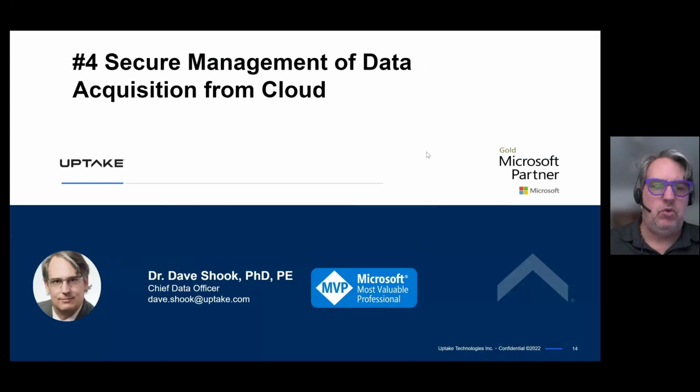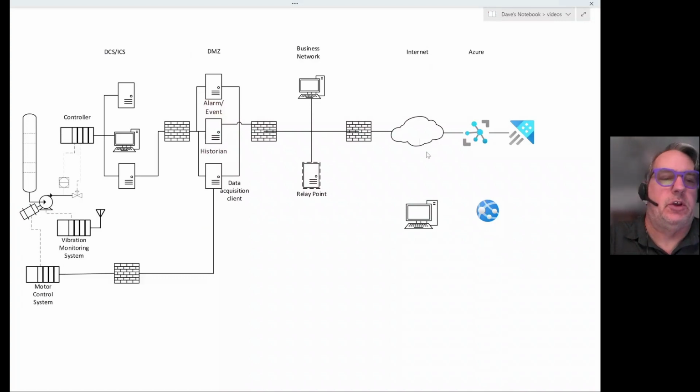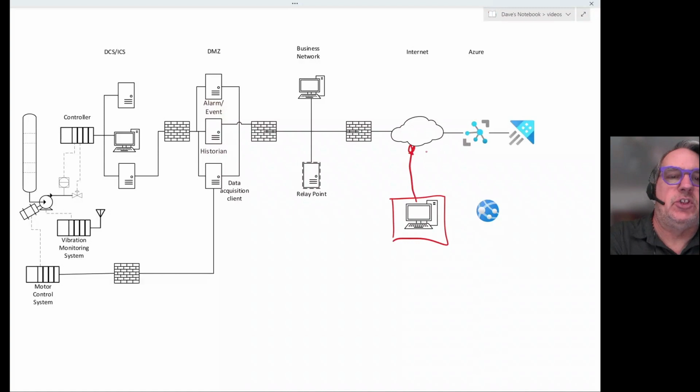Here we're going to be talking about how you manage from the cloud the secure acquisition of data from on-premise operational technology systems. So here we have our diagram. We've got a couple of new objects here. What we're dealing with is the fact that we want to, from the cloud or from a computer at some arbitrary location, possibly connecting by way of the internet, be able to configure this data acquisition client to collect data from the historian, alarm historian, or direct from a control system. And we need to be able to do that securely. So how do we do this?